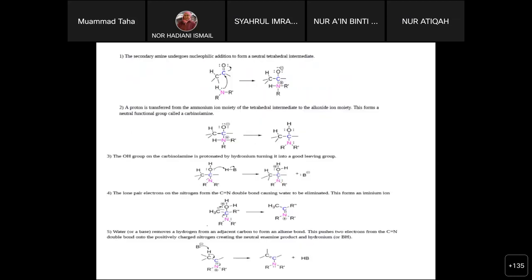So this is the mechanism of the reaction. Secondary amines undergo nucleophilic addition reaction to form a neutral tetrahedral intermediate. Then a proton shift takes place. Then, because I told you this is an acid catalyzed reaction, the acid protonates here. Then this becomes an H2 oxonium ion, which has a highly positive charge. What will happen, the lone pair of nitrogen goes to the carbon-nitrogen bond, and then water is eliminated. Then this will form.